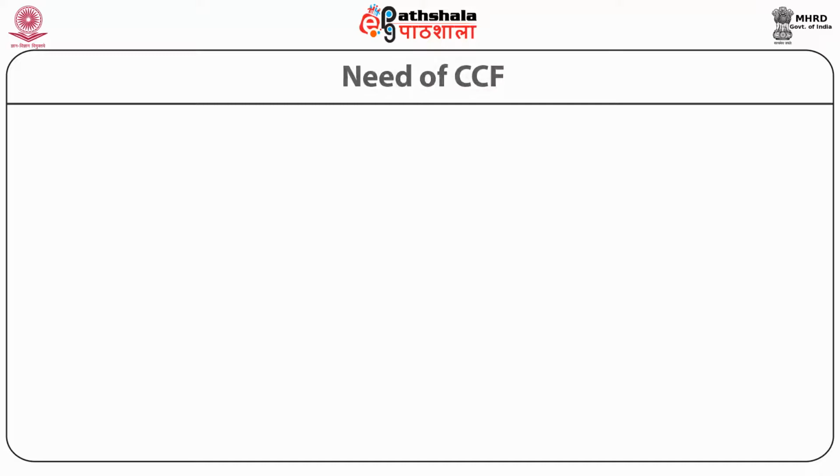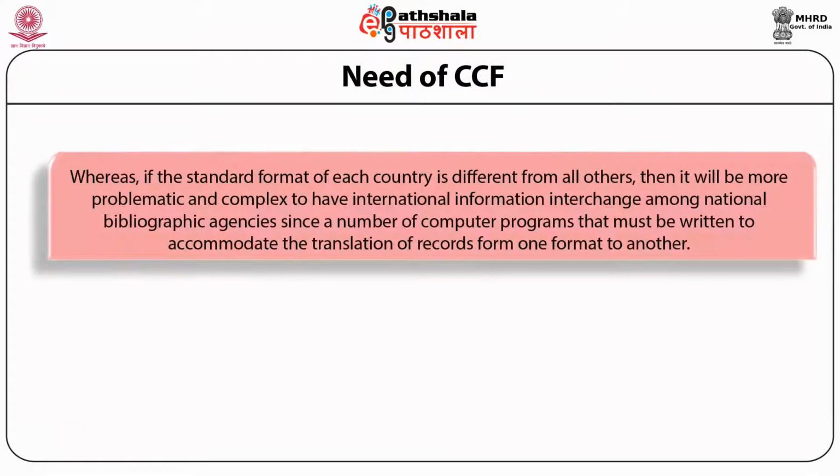The next point is, if the standard format of each country is different from all the others, it will be more problematic. It is difficult and complex to have international information interchange among national bibliography agencies, since a number of computer programs must be written to accommodate the translation of records from one format to another. It is very difficult and time consuming, so it may not be possible.